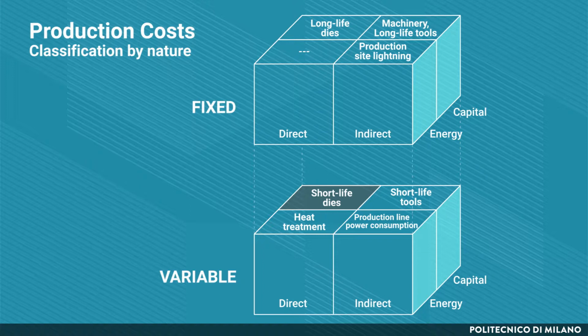When it comes to energy, for instance, we can consider the production site lighting as a fixed indirect energy cost, while, for instance, the production line power consumption could be considered as a variable indirect energy cost, because the production line power consumption could be modified by the increase in the production volume.